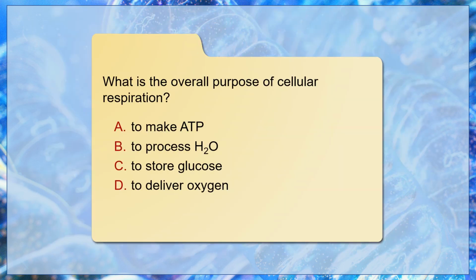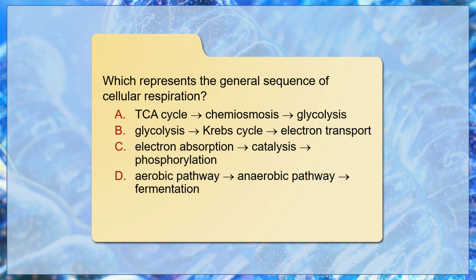Okay, there's a couple questions here. What's the overall purpose of cellular respiration? That is to make ATP. Present the general sequence of cellular respiration. That's B: glycolysis, Krebs cycle, electron transport.